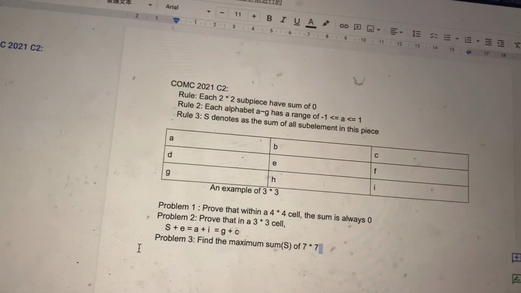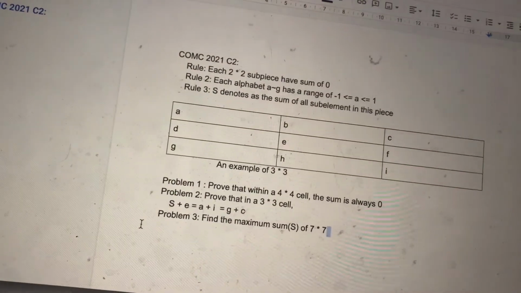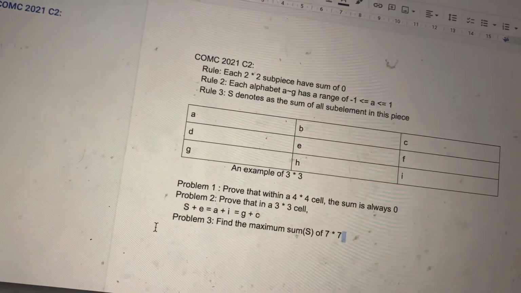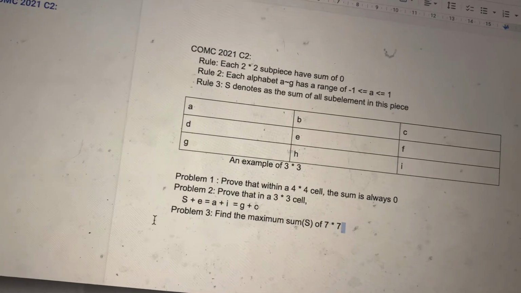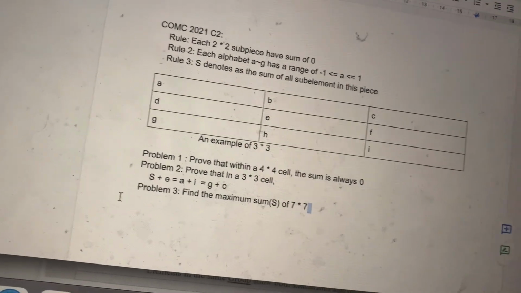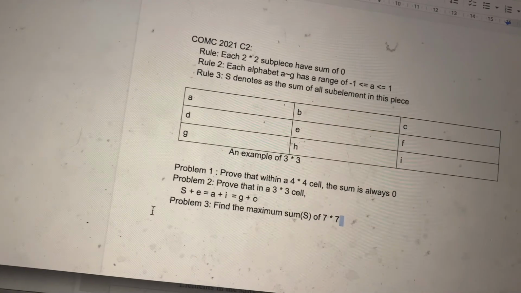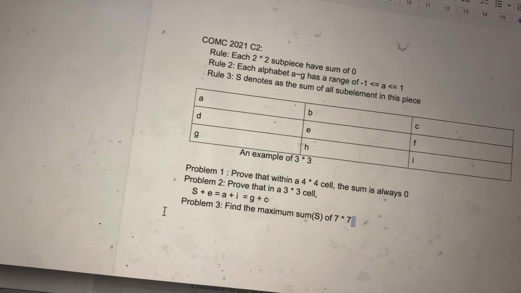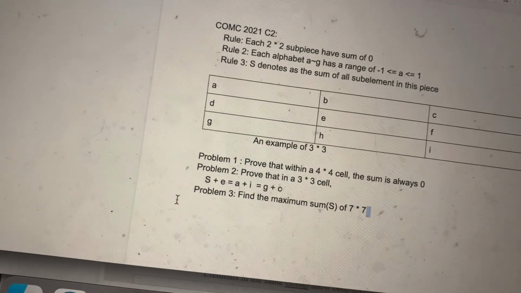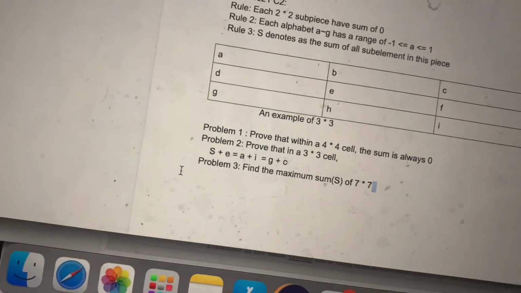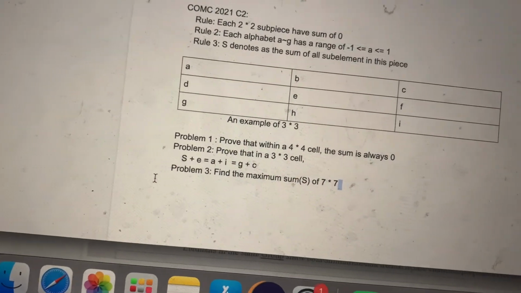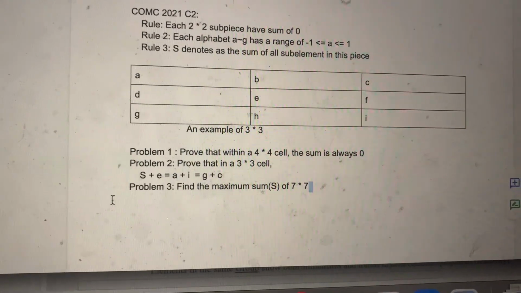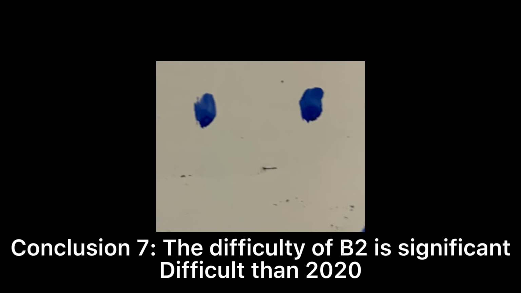Problem 3, we are required to find the maximum sum. It is also going to be difficult because 7 times 7 is an odd number, so this means that there must be an outermost shell that cannot be factored using the rule of problem 1. So basically, I would think that this problem is pretty difficult compared to the previous C2. And to be honest, compared to this problem, the B2 third problem is much easier, right? Much harder, right? Much harder.